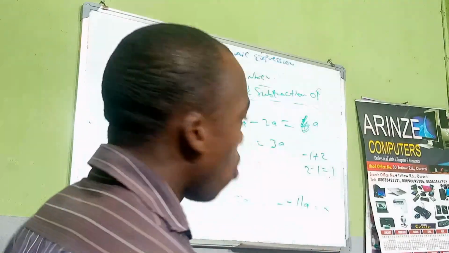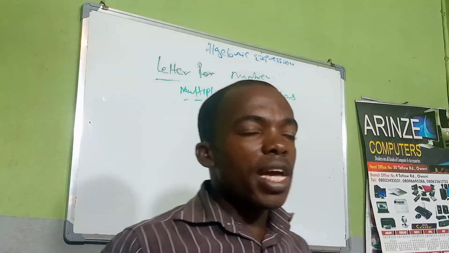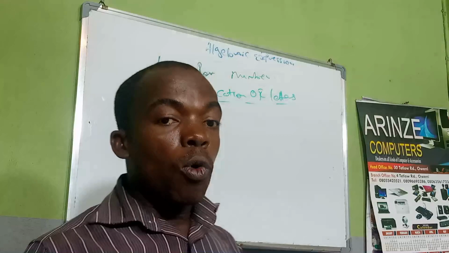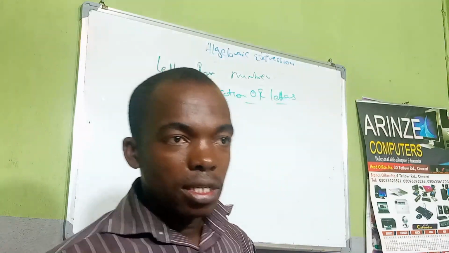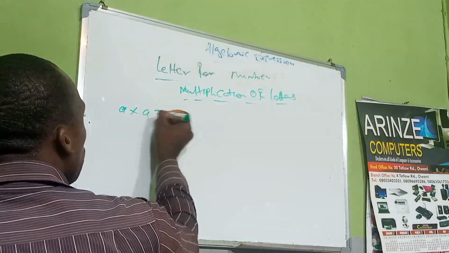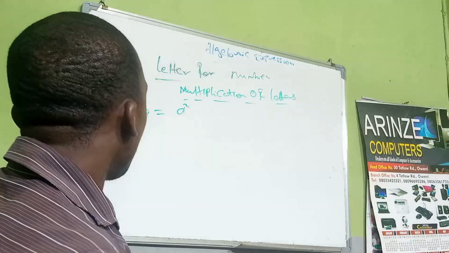Now let's look at multiplication of letters. Letters can be multiplied irrespective of their similarity. Do you understand? They can be multiplied irrespective of their similarity. For example, if you have A times A, it is A squared. In this one, we have this A times this A.